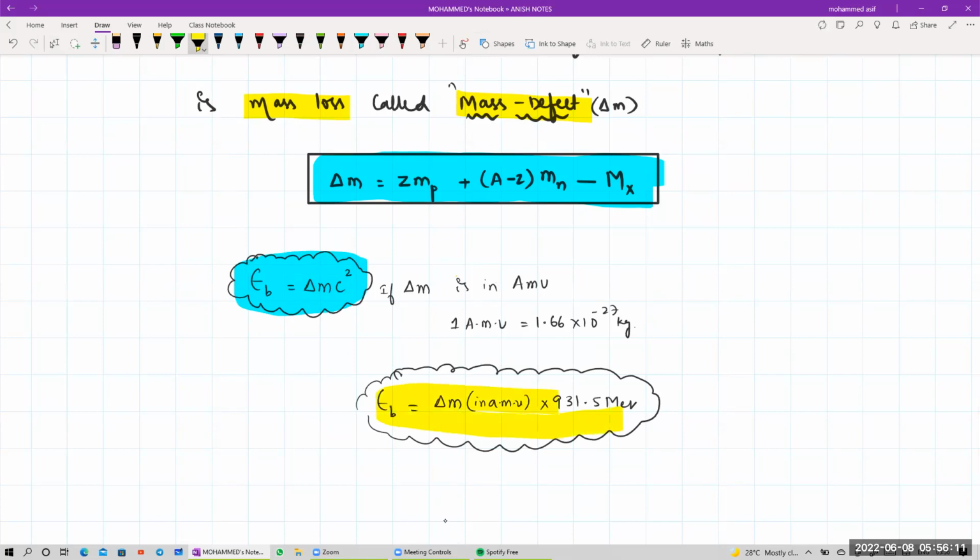Very important relation. If the mass defect is in AMU, then binding energy will be equal to that mass defect into 931.5 MeV. So that is 1 mega electron volt.